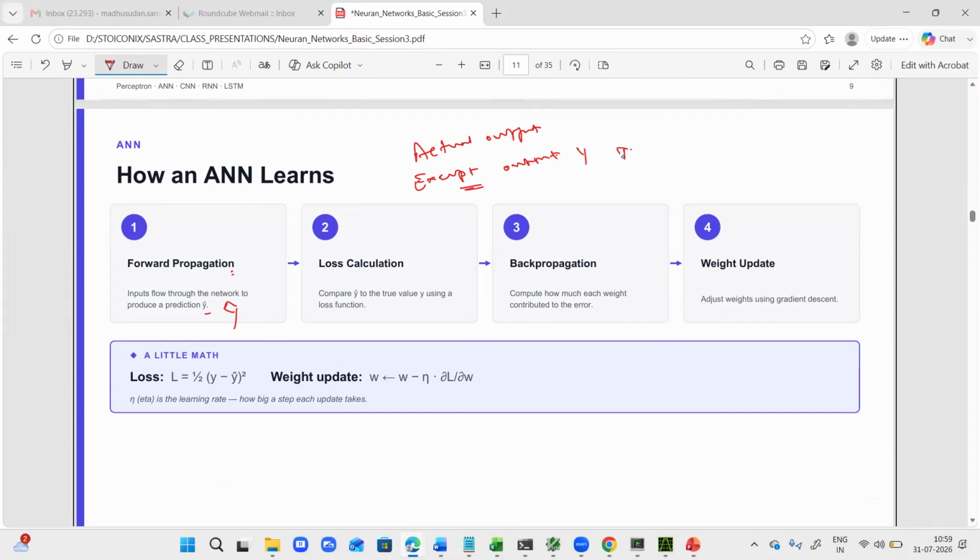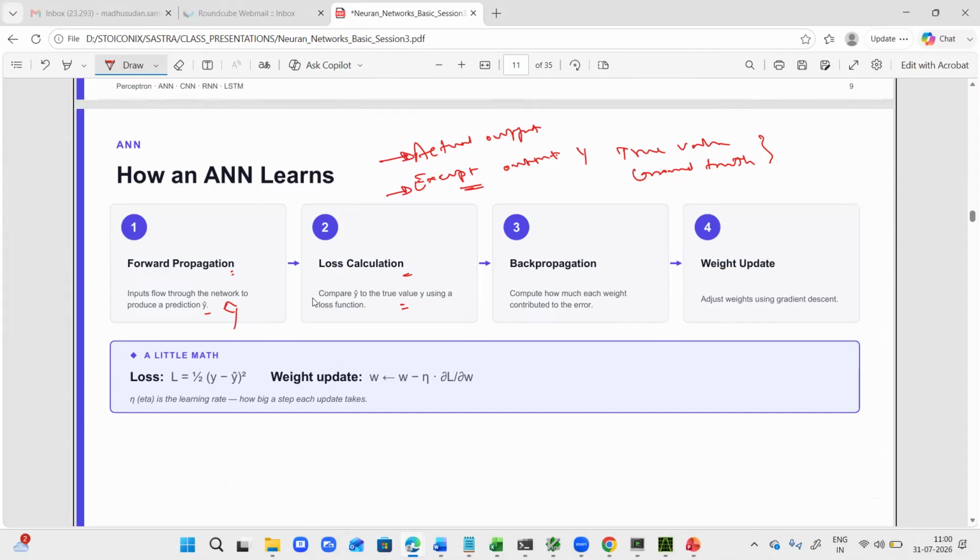It's also called the true value or ground truth, right? The actual one, the expected one. The actual is what the model is producing, and expected is what you are expecting. Now what you do is calculate the loss. Compare y cap to the true value using a loss function. That is nothing but (y minus y cap) whole squared by 2. That will be the loss.